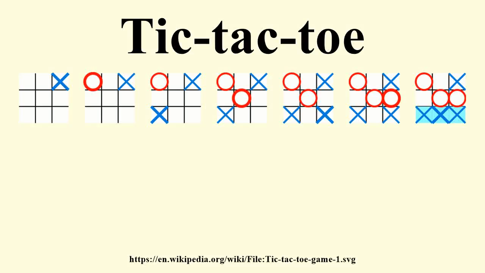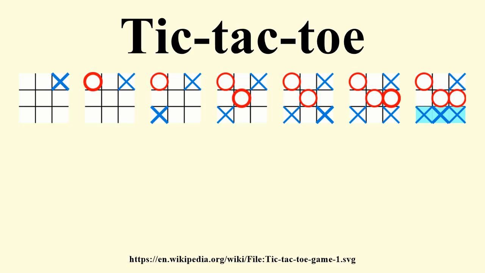Tic-tac-toe is a paper and pencil game for two players, X and O, who take turns marking the spaces in a 3x3 grid. The player who succeeds in placing 3 of their marks in a horizontal, vertical, or diagonal row wins the game. The following example game is won by the first player.